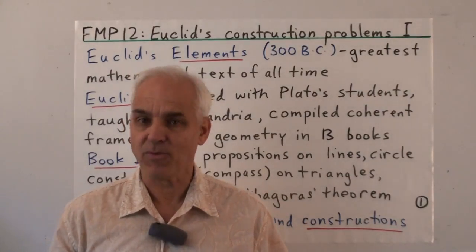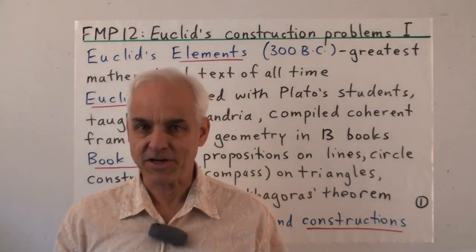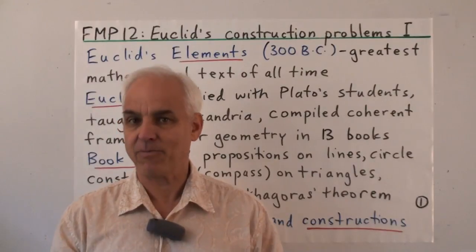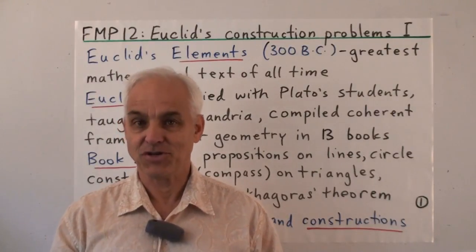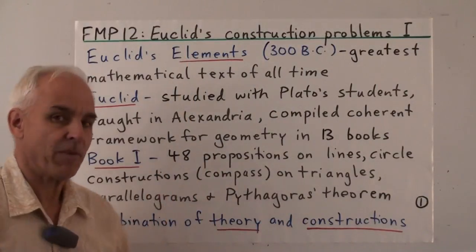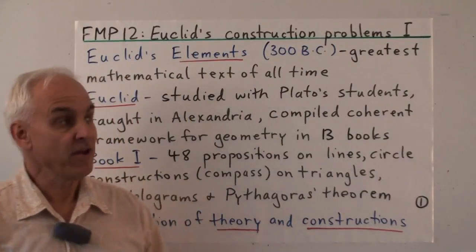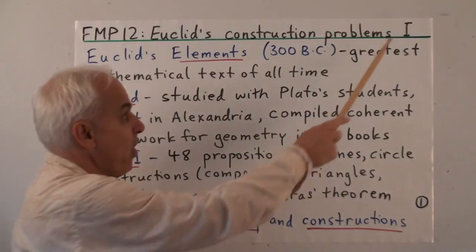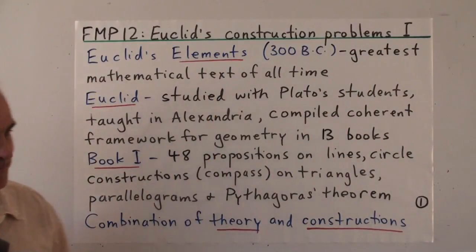Hello everyone, I'm Norman Wildberger. In this series, we're looking at famous mathematical problems. And today, we're going to go back to Euclid and talk about some of the construction problems found in his Book 1 of the Elements.